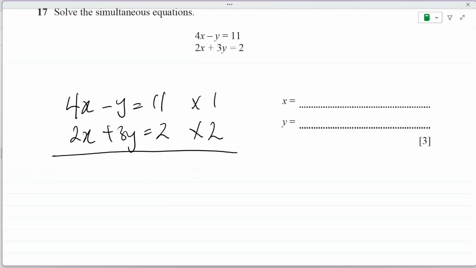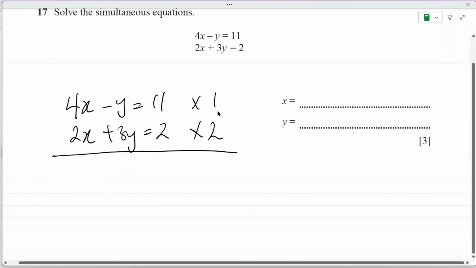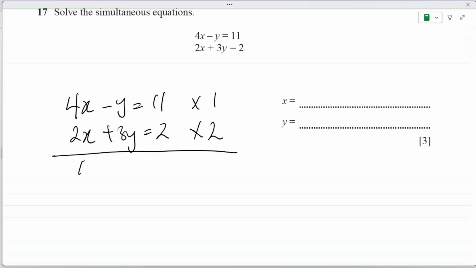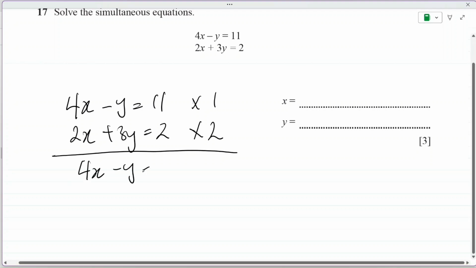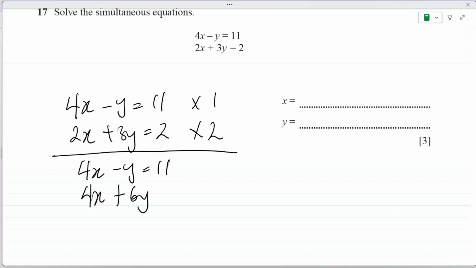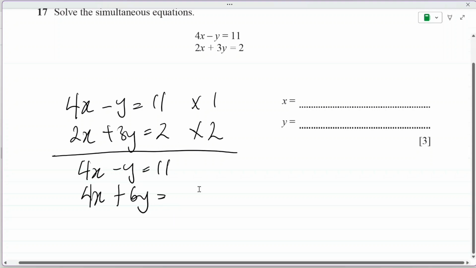So rewrite our lines. Equation 1, anything times 1 is still that same thing. So you still have 4x minus y equals 11. For equation 2, you multiply the 2 times the 2x. 2 times 2x will give you 4x, plus 2 times 3y will give you 6y, equals 2 times 2 will give you 4. At this point, we have the coefficient of x in equation 1 same as the coefficient of x in equation 2. Now we can subtract.